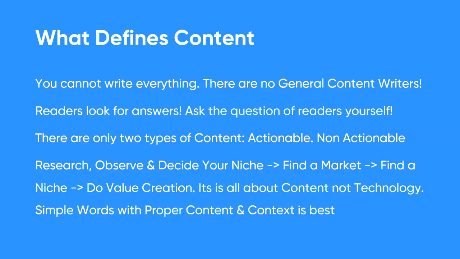So there are only two types of content. The first one is actionable and the second one is non-actionable. What is actionable? What is non-actionable? Actionable content is a content which a reader reads and then takes some action. For example, on a cooking website, an article on how to cook butter naan: after reading it, people will start cooking butter naan. So they are taking some action after they have read the article.